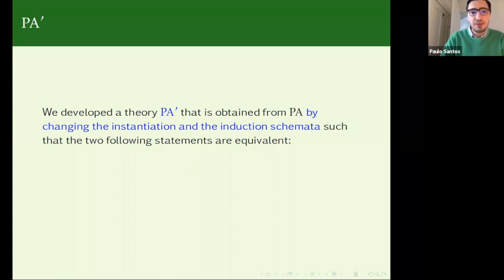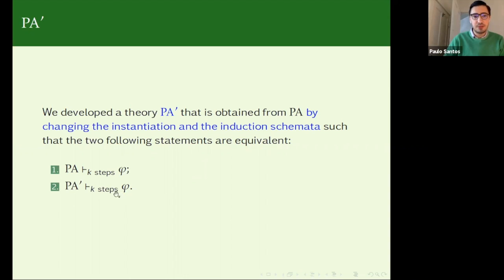As I mentioned, we developed a theory PA prime. I'm not going to show here the axioms, that is obtained from PA by changing both the instantiation and the induction schemata. Moreover, we know that PA prime and PA are equivalent, but they are equivalent in a very strong sense, namely this one. These two statements are equivalent: phi is provable in PA with k steps, and phi is provable in PA prime with k steps. This means that k-provability in PA and k-provability in PA prime are equivalent.